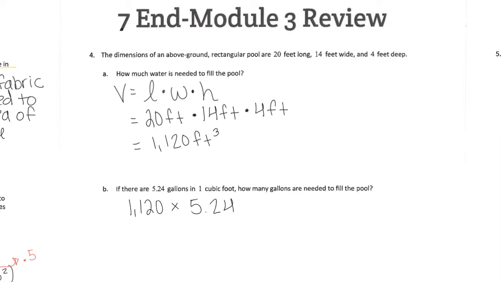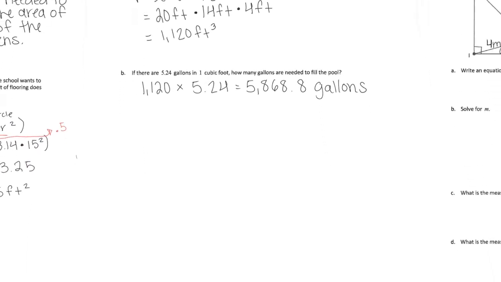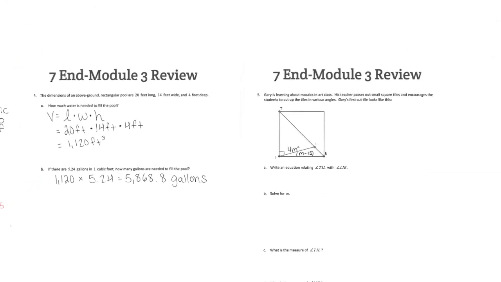Now, with your calculator, go ahead and type in this problem, 1,120 times 5.24. All right, and the answer you should have gotten is 5,868.8 gallons. Once you have all that done, let's move on to number 5.